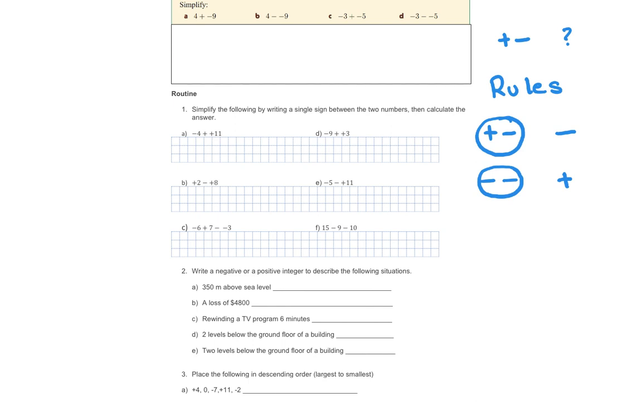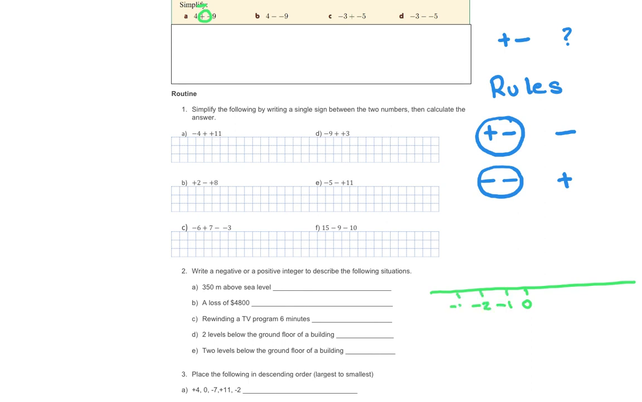Shall we have a go and let's see what we've got? So we circle the plus and the minus, and we write a negative sign above, which means we have 4 minus 9. Okay, now 4 minus 9. We might need a number line to help work that out.